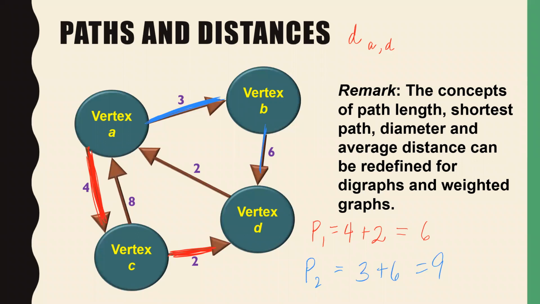And are there any other paths? I think meron pa, pero mas mahaba na yon, no? So I guess here the distance between A and D will be equal to 6 units. Tama ba? I think so. All right. Just let me know kung hindi, kung may nahanap kayong mas maiksing path.